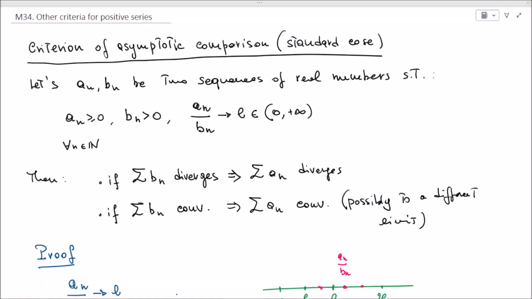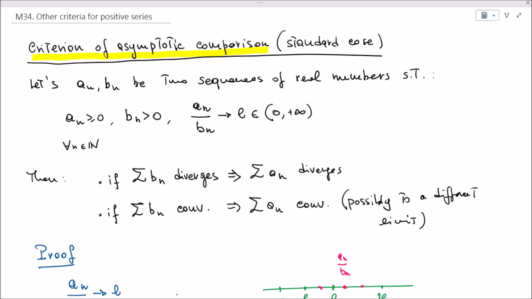Welcome to lecture 34, where we discuss other criteria for positive series. Let's start with the criterion of asymptotic comparison. This is a slight variation of the criterion of pure comparison. It only focuses on the sequences when they go to plus infinity.